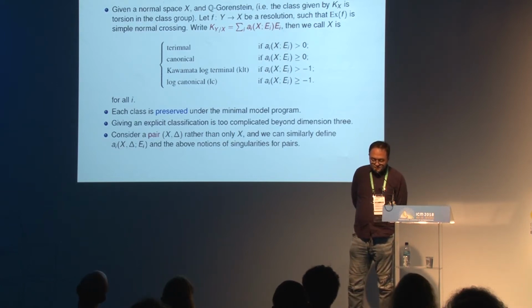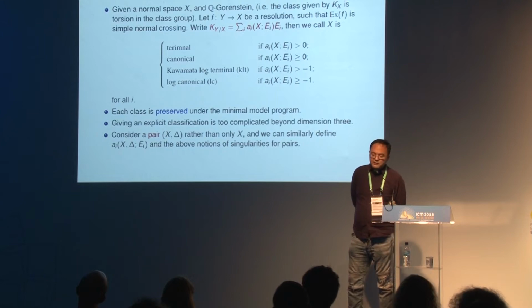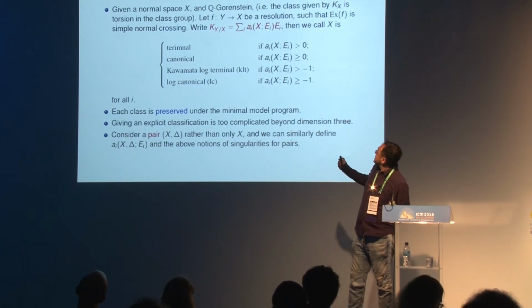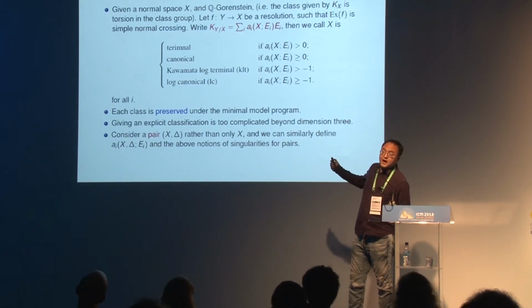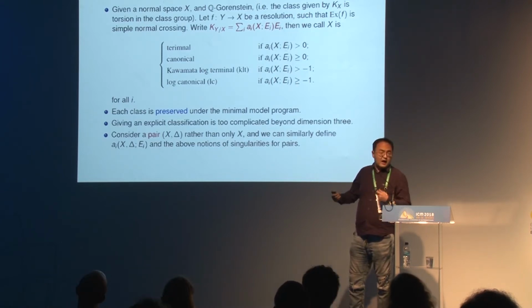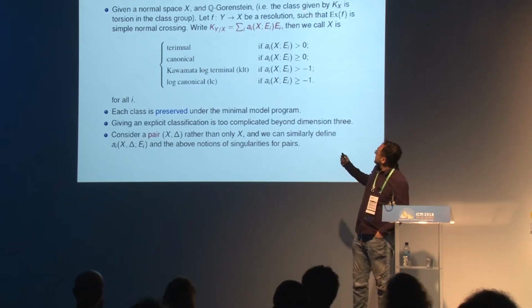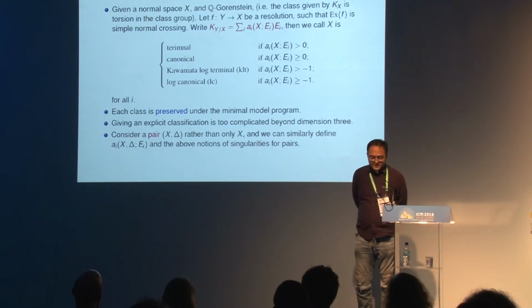So now I consider a resolution, which I know always exists by Hironaka's theorem. And I actually require that the exception set, so this just means a set on which f is not an isomorphism. So remember, f is an isomorphism on a big open set, but it's not an isomorphism along some lower dimensional set. And I just call that set the exception set.